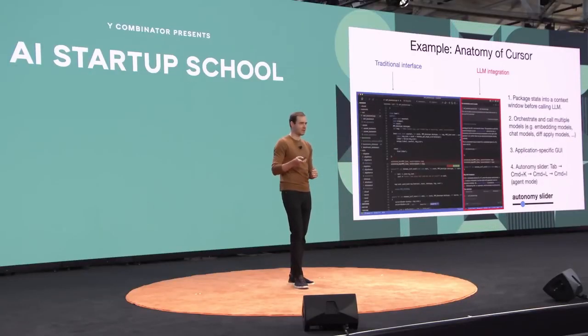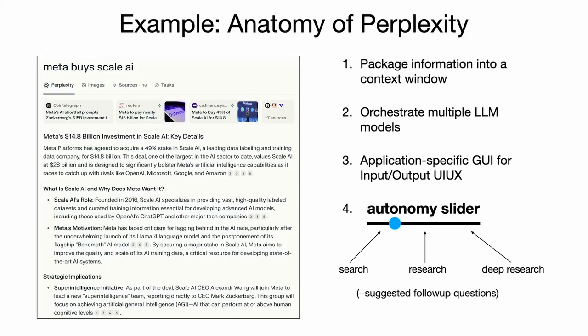Maybe to show one more example of a fairly successful LLM app, Perplexity. It also has very similar features to what I've just pointed out in Cursor. It packages up a lot of the information. It orchestrates multiple LLMs. It's got a GUI that allows you to audit some of its work. So for example, it will cite sources, and you can imagine inspecting them. And it's got an autonomy slider. You can either just do a quick search, or you can do research, or you can do deep research and come back 10 minutes later. So this is all just varying levels of autonomy that you give up to the tool.